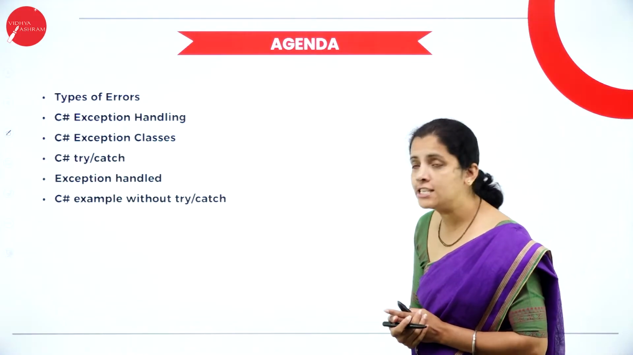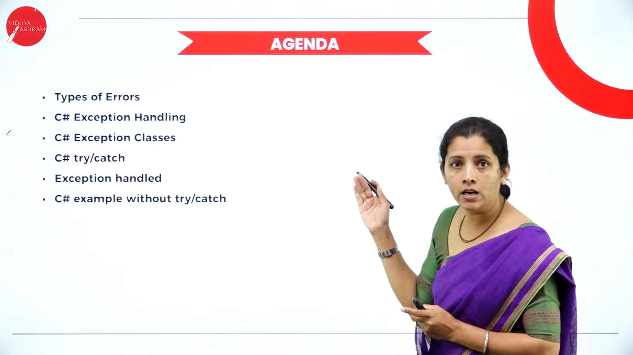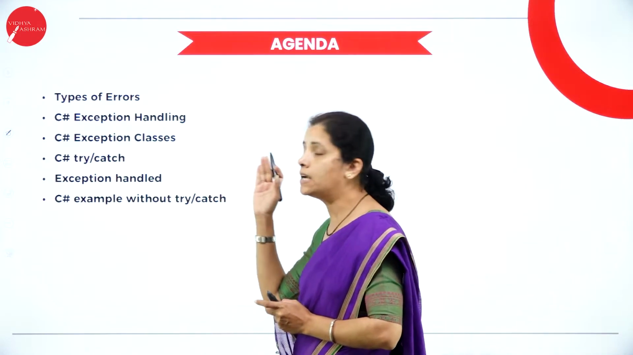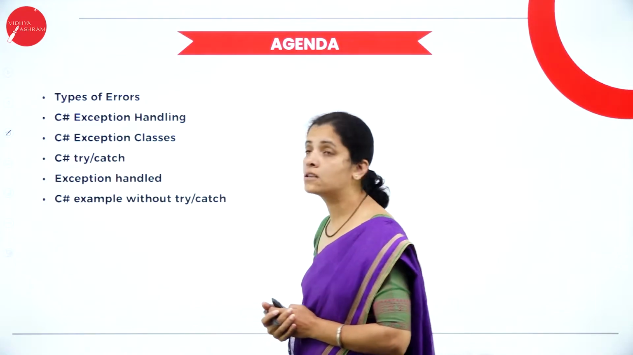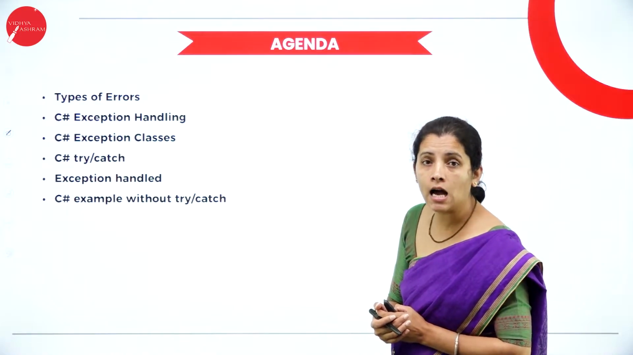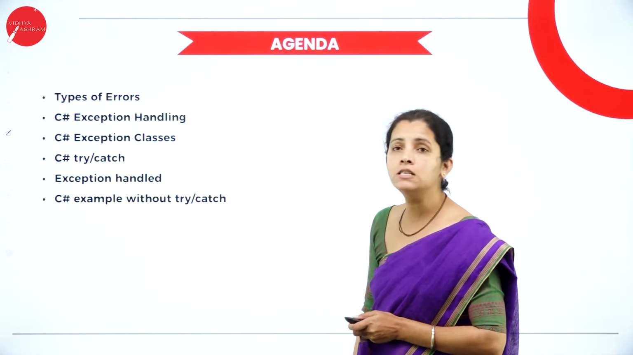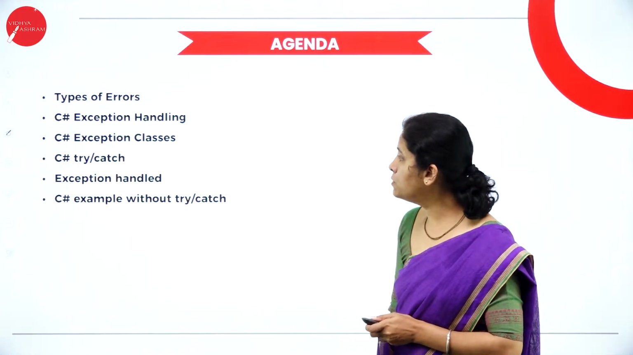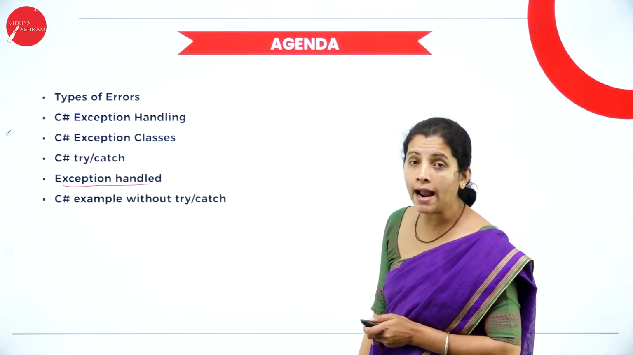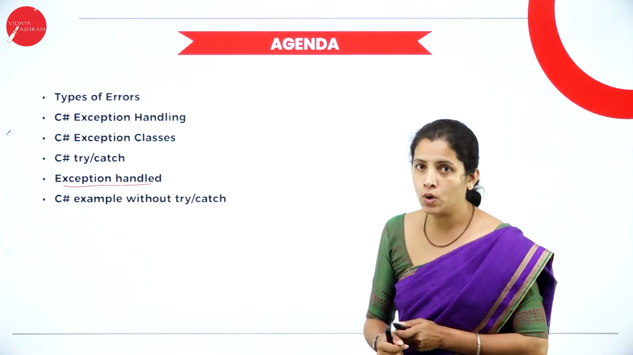Now, in today's session, I'm going to discuss what is an error. Along with that, I'm going to discuss the different types of errors, as well as how to handle exceptions and what exception classes I have. Along with that, I'm going to discuss what is a try block and what is a catch block, how to handle exceptions, and what exception handlers I'm going to have. Along with that, some example programs.